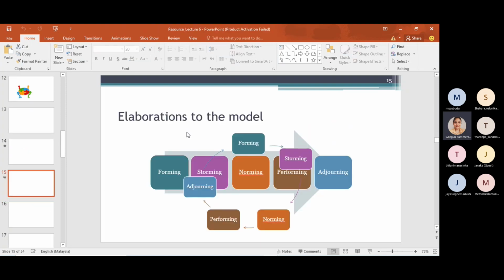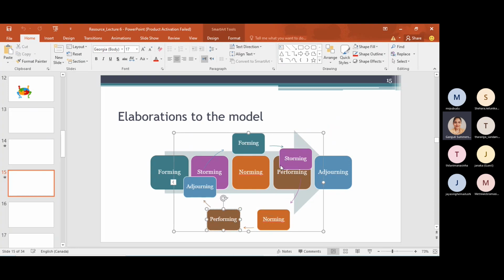Here you can see Tuckman's model. As I just mentioned, there are 5 stages in team development. Every team goes through these 5 stages: forming, storming, norming, performing, and adjourning. As you can see, this is a cycle. Forming leads to storming. It never stops; one thing leads to the next. Forming leads to storming, storming leads to norming, norming leads to performing.